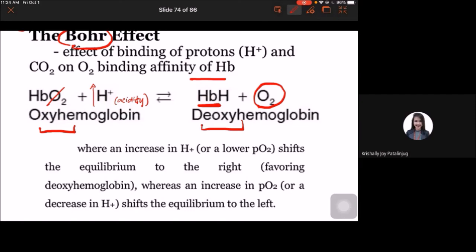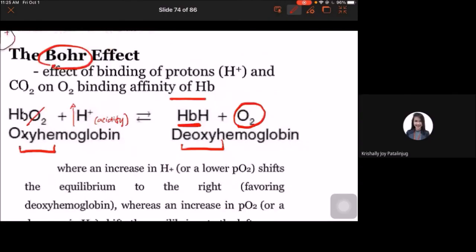And if that happens kapag may proton na nag-interact kay hemoglobin, that will not allow already the oxygen binding to that particular hemoglobin. Okay? Kaya it will really lessen the oxygen binding affinity towards the hemoglobin. So yan yung tinatawag na Bohr effect. Kapag Bohr effect, related yan sa proton.